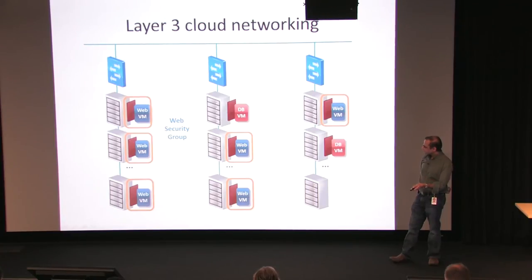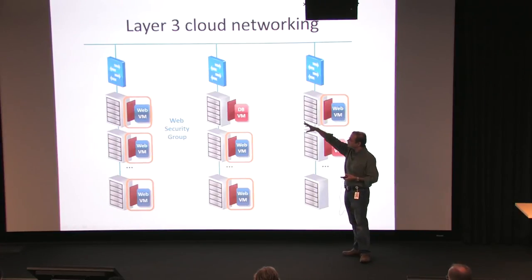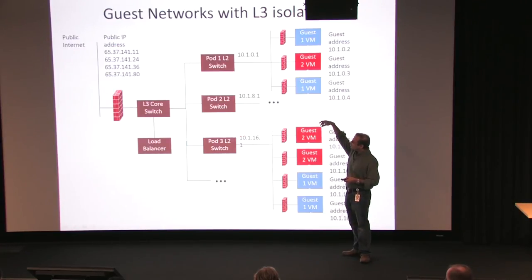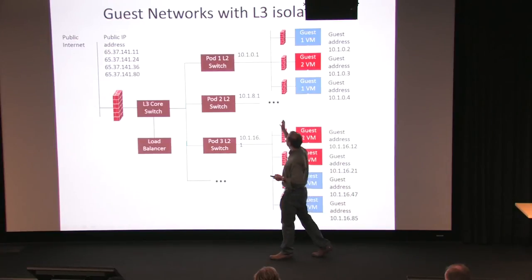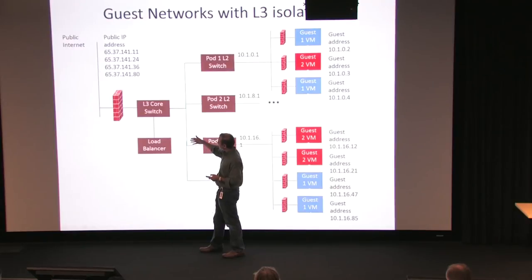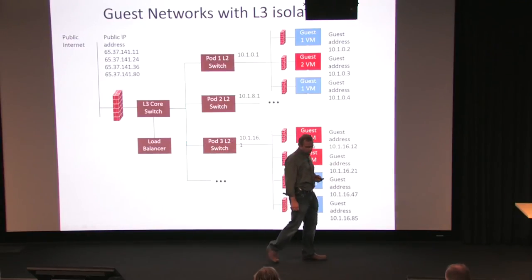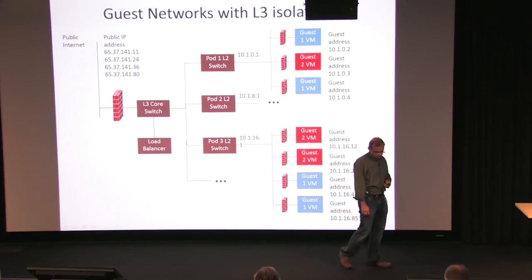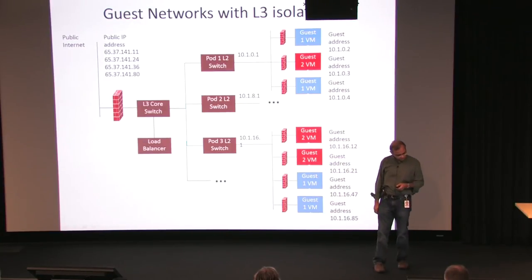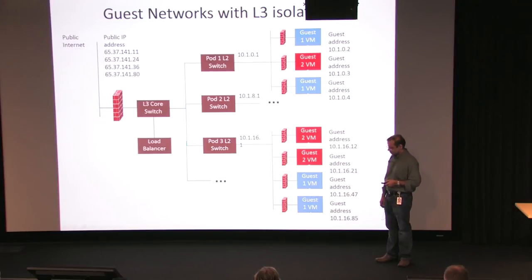And I think I just want to clarify something that Pete said. When this web VM talks to the internet, it's through the core switch. There's no virtual router involved. It can either go through the load balancer or the L3 core switch. There's no virtual machine involved there to intercept the traffic. It does go through the host-based firewall, though.